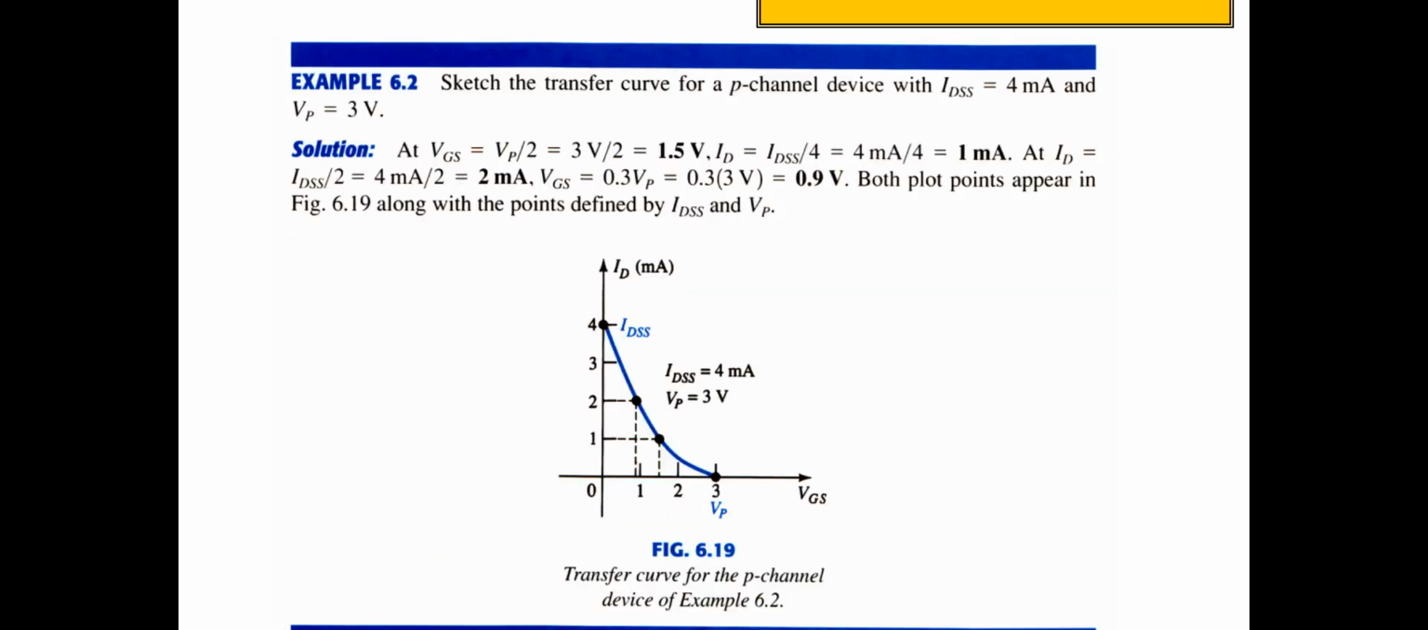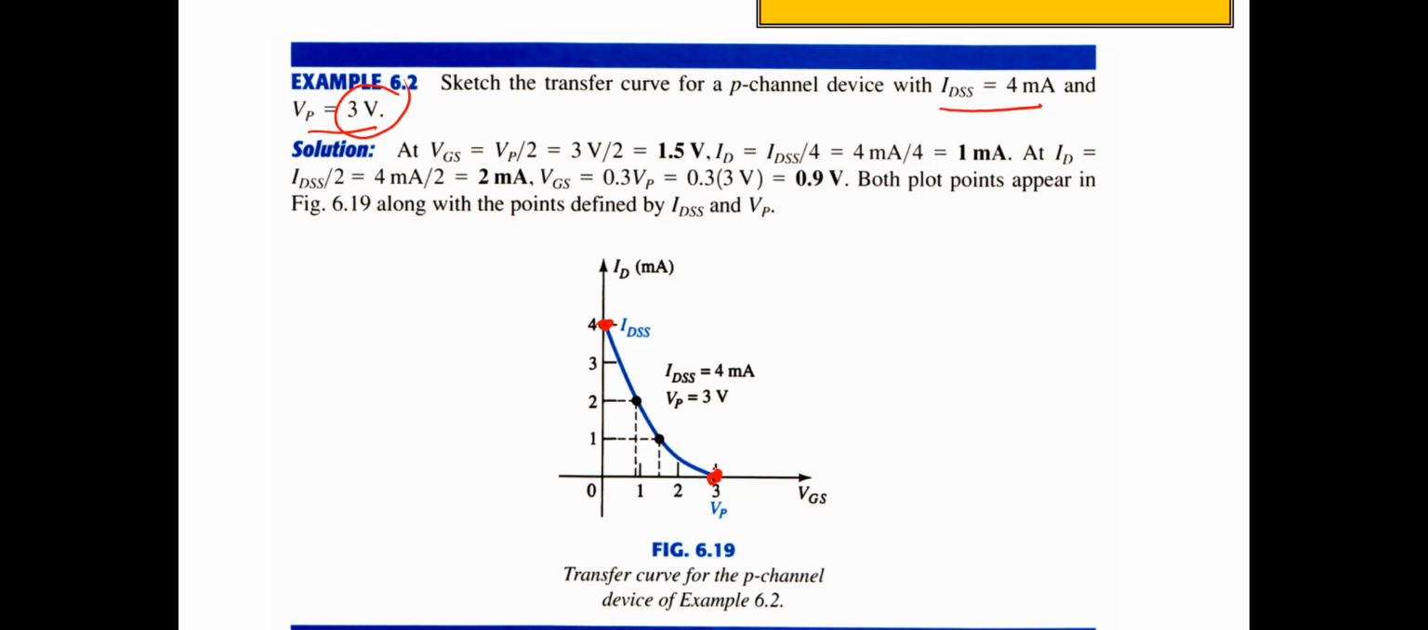Now this is another example. Sketch the transfer curve of a P-channel JFET with IDSS equal to 4 and VP equal to 3. From this equation, we can put two points. The first one, when ID is equal to IDSS, VGS equals 0, so this one here. And another is when VGS equals VP, 3 volts, ID is equal to 0. So this is the second point.